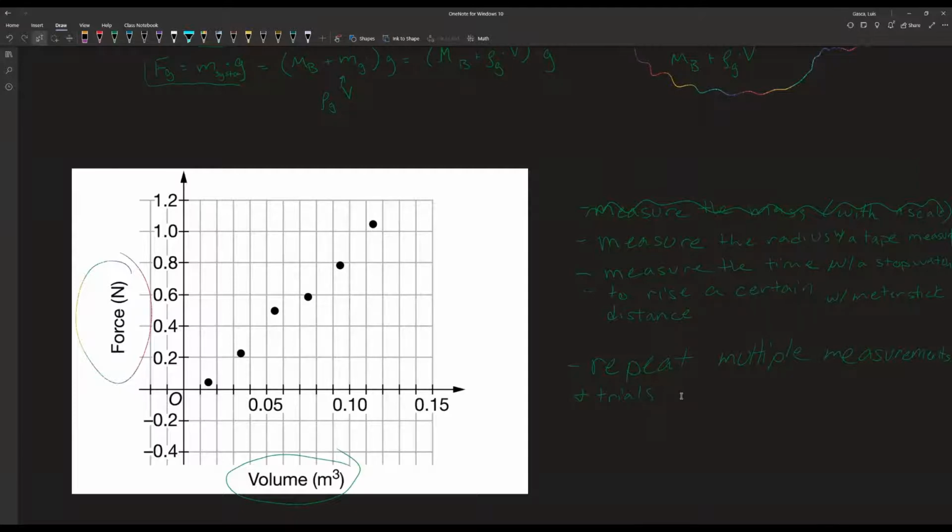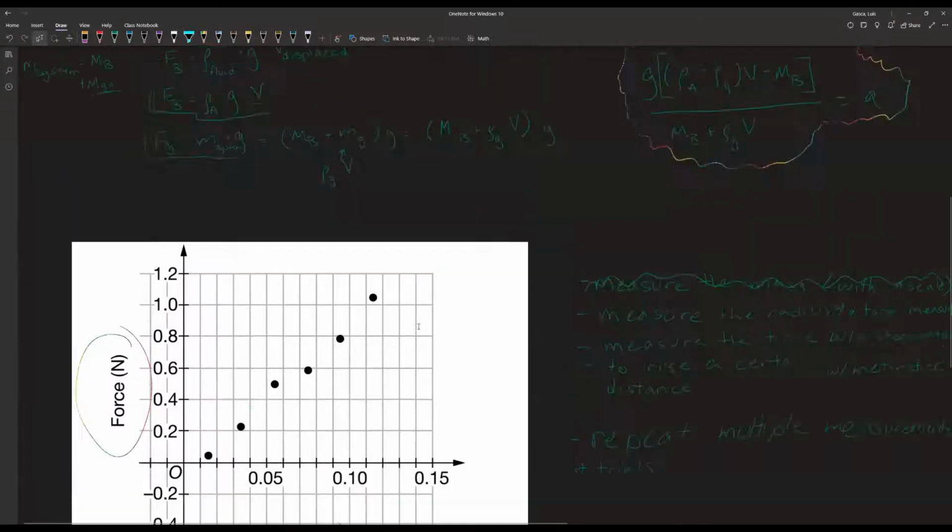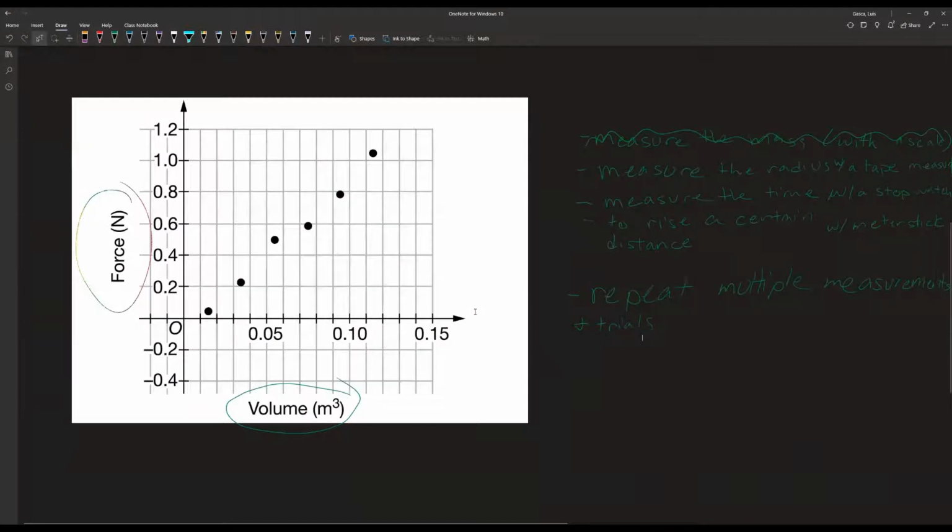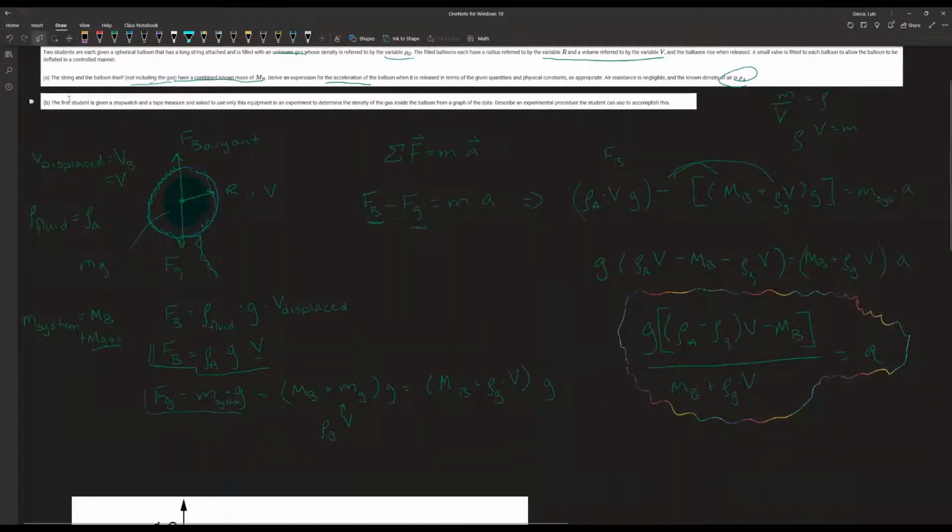Then we let some air out and get an average radius to get an average volume. Then the same thing is repeated again. We let it rise multiple times to get an average value for that time to rise.